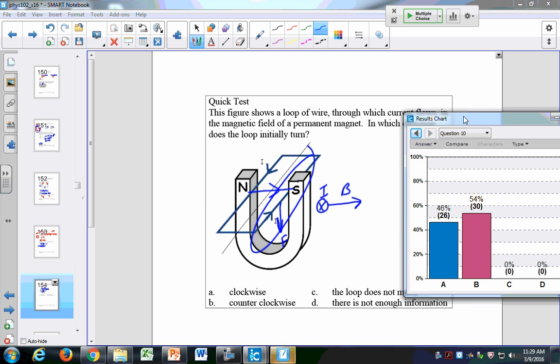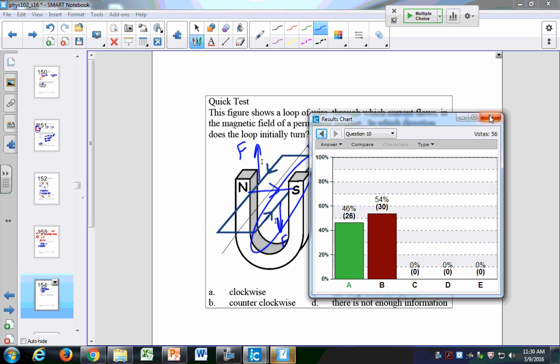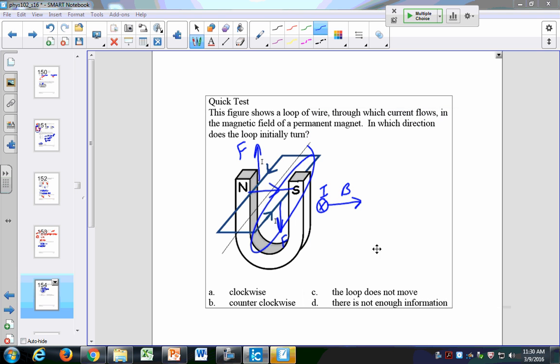And actually, if we do the same on the other side, we'll find that the force on this side is up because the current's going the opposite direction. So if I have a force up here, a force down here, that's going to cause it to rotate in a clockwise direction. So A is the correct answer. Clockwise direction. Again, while we know that it is electrons moving, we always assume that it's protons. We just sort of keep up that little ruse.